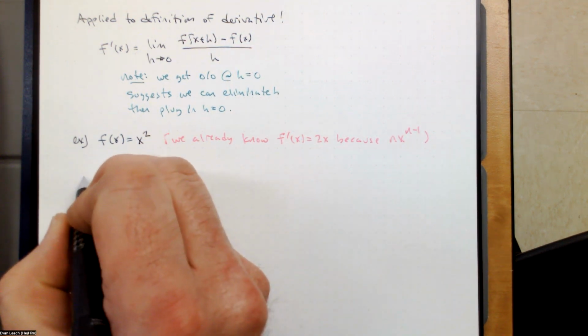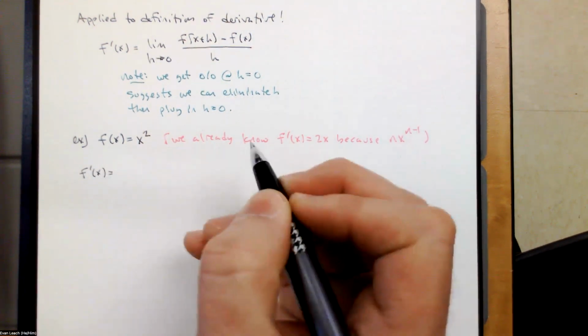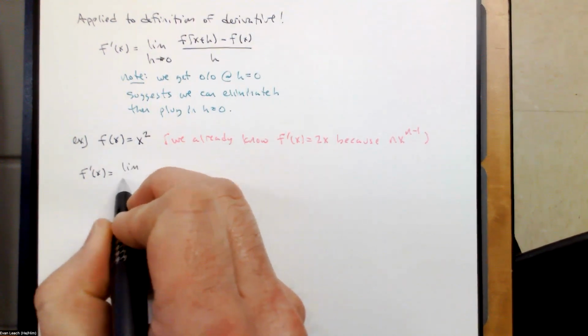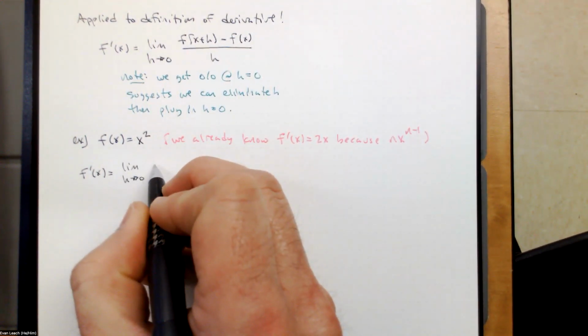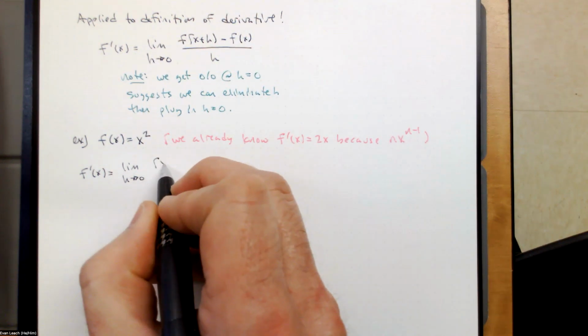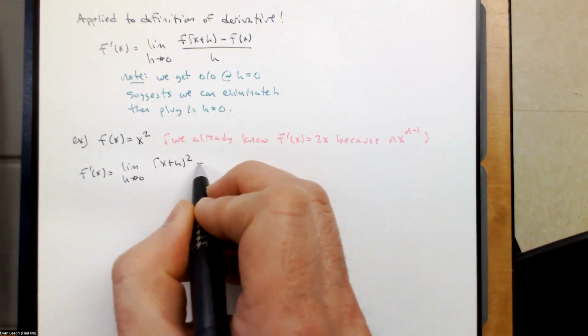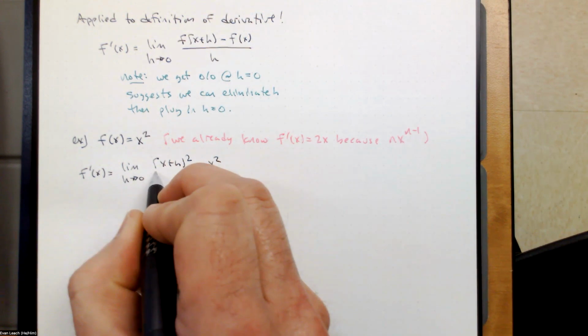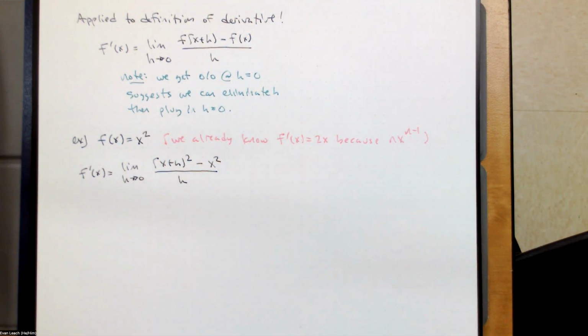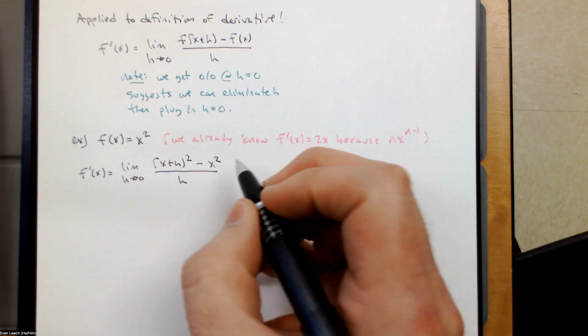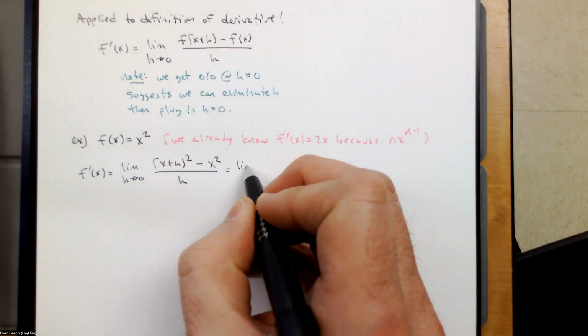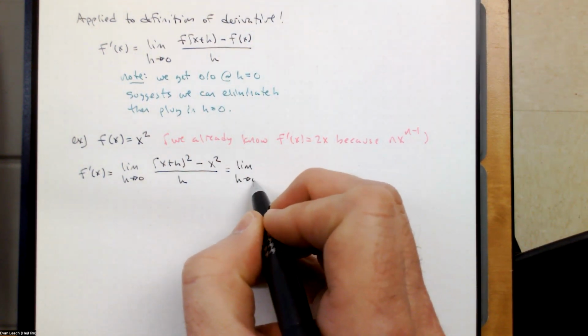So f prime of x will be the limit as h goes to 0 of f of x plus h, which will be x plus h squared, minus f of x, all over h. Once again, plugging in h equals 0 gives us 0 over 0. Let's try to cancel that h. And so we're just going to hit this with the algebra stick for a little while. The numerator does give us something to do, so we just do the thing. This is called following your nose.